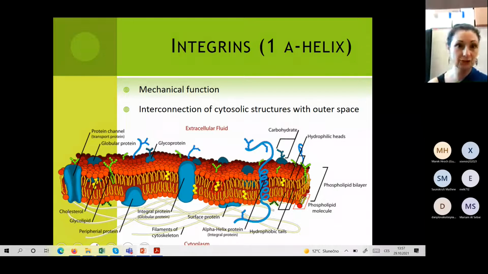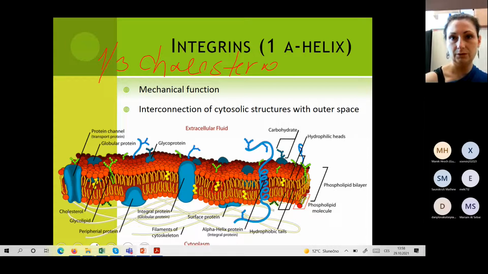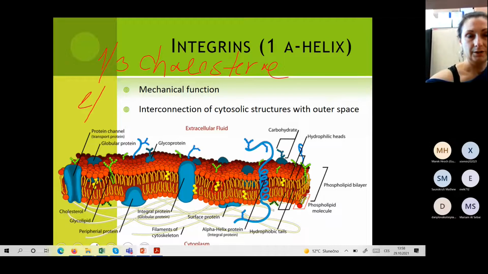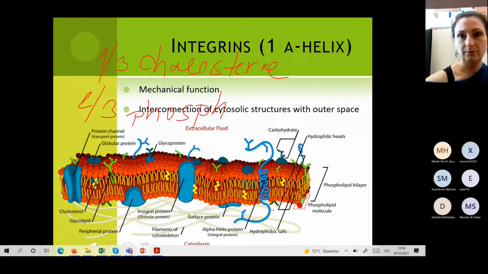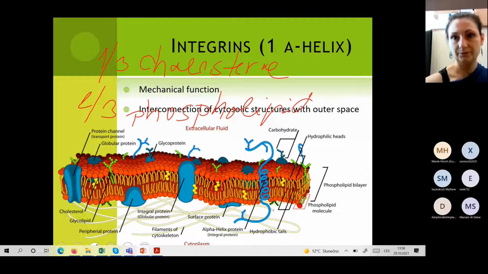However, in this picture there are just a few cholesterols inside, but we know from analysis of the plasma membrane that approximately 1/3 of the plasma membrane content is created by cholesterol, and 2/3 by phospholipids. The rest of it, in the range of percents, around 3%, is proteins.